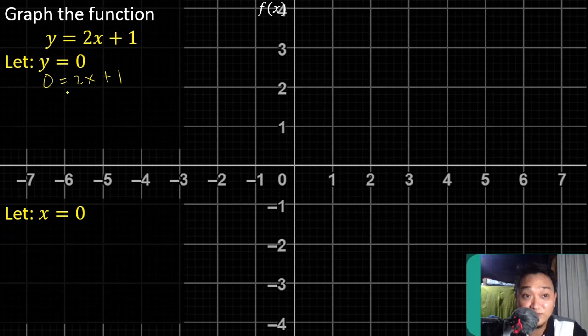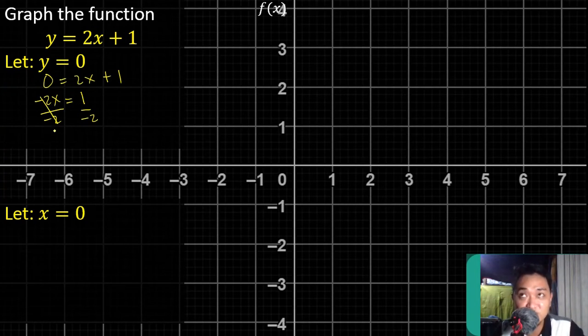Now, solving further, we can transpose 2x to the other side, that becomes negative 2x is equivalent to 1. And then dividing both sides by negative 2, for as long as the number that we are dividing both sides by is not 0, that is allowed in math, we'll just cancel this out, because negative 2 divided by negative 2 is just 1. No need to write 1. So what is left here is x. And you now have this kind of fraction.